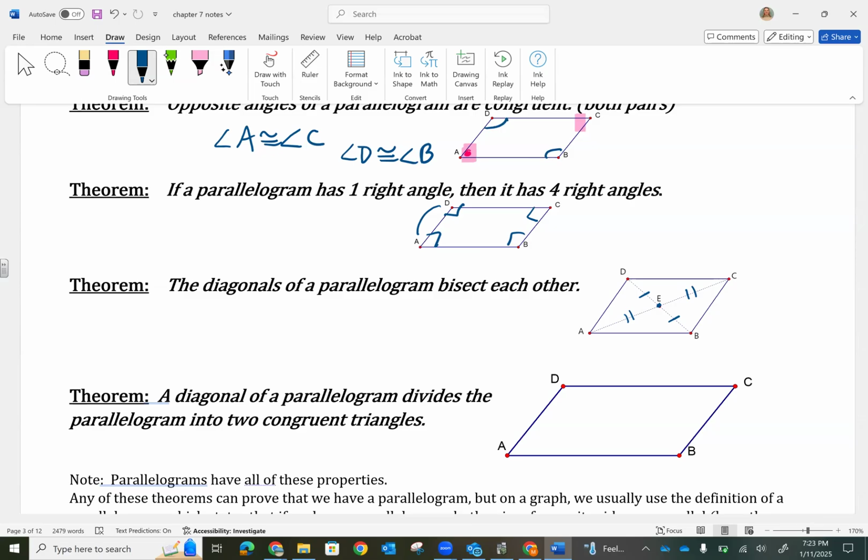Then the next thing we're going to talk about would be the diagonal of a parallelogram is going to be divided into two congruent triangles.